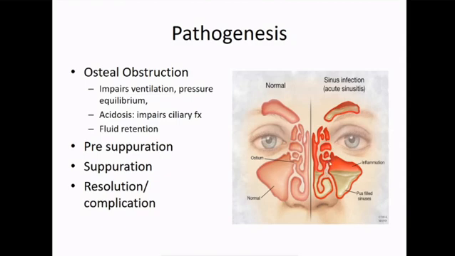When it is blocked, then there will be fluid retention. Why is there fluid retention here? Because inside the sinus there are cells. This lining is living tissue. It's not dead tissue, it's living tissue lined by cells. And this cell is mainly pseudostratified ciliated columnar, or we call it respiratory type of epithelium.